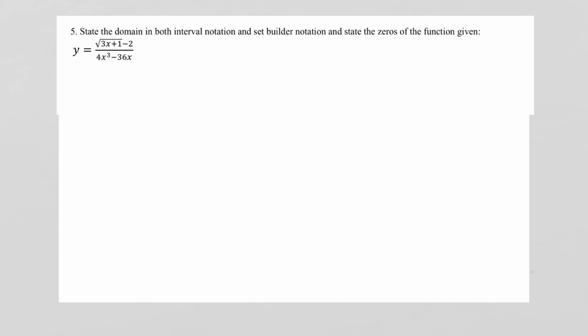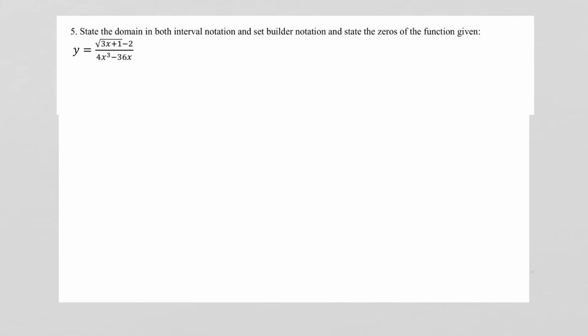State the domain in both interval notation and set builder notation, and state the zeros of the function given y equals root 3x plus 1 minus 2 over 4x cubed minus 36x. Gross. Well, let's do zeros first.